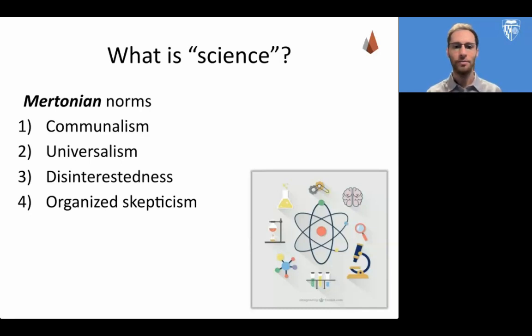Then we have universalism. This is the idea that scientific validity is independent of the socio-political status or personal attributes of its participants, meaning anybody can do science. Science is something that anyone, regardless of demographics, can do, regardless of gender or race or religion or socioeconomic status. Anyone can be a scientist.